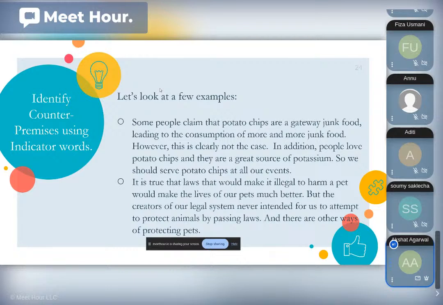So the reason why counter premises are important is because they give you a very nuanced understanding of what the author is saying, right? Initially, the author is like, okay, yeah, it's fine, make it illegal to harm our pets, but then the author introduces a nuance that there are other ways to do it. So it may be a good way to illegalize harming pets, but that's not the best way to go about things. That's the crux of the author's argument, and you're able to understand that because you know that there's a counter premise operating here.